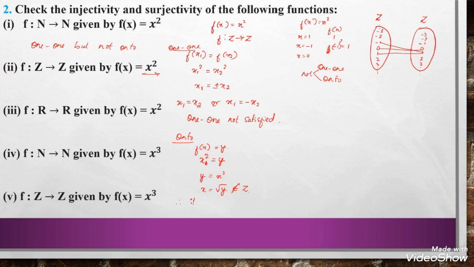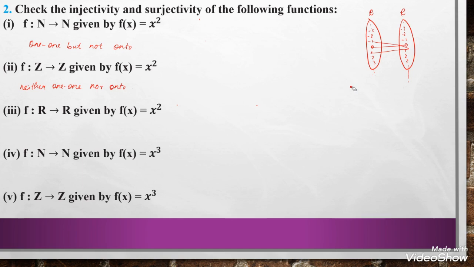Therefore, it is not onto. Hence, the given function is not 1-1 and not onto. Or we can write: the given function f from Z tends to Z, given by f of x is equal to x square, is neither 1-1 nor onto.